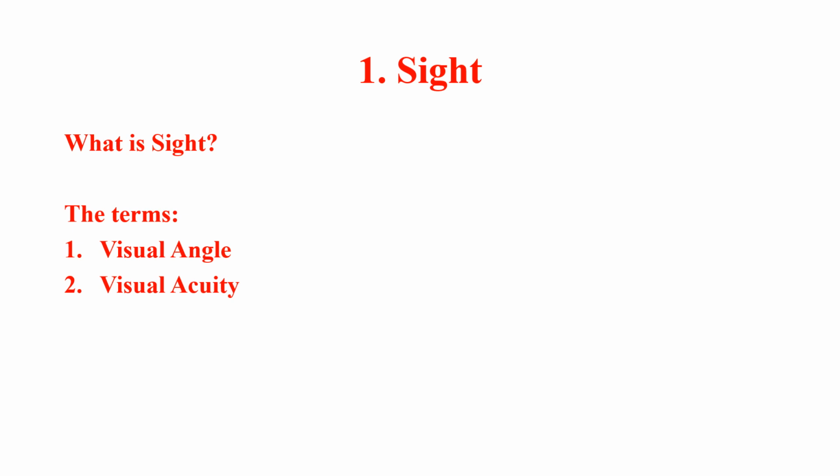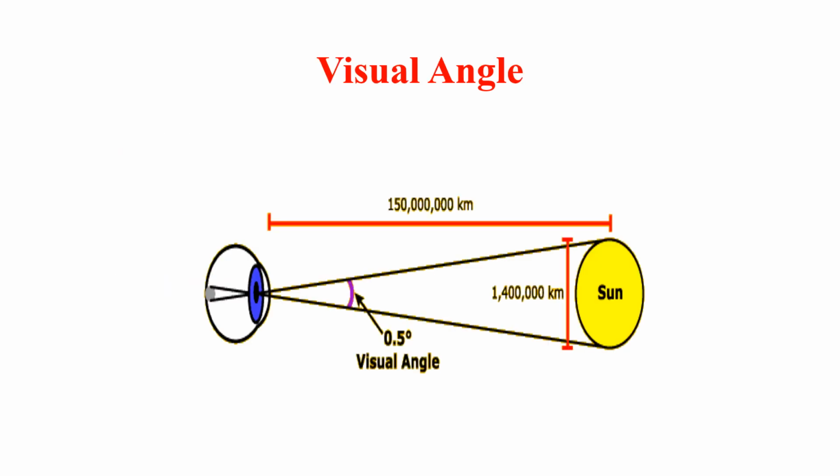Now there are two terms on this side. The first one is visual angle and the second one is visual acuity. Next, let us see visual angle. Now I am watching from my eye to an object which is away from me, and the height of that object is 5 feet. I am watching its top and bottom, and a line is formed from the eye to one at the top and another at the bottom.